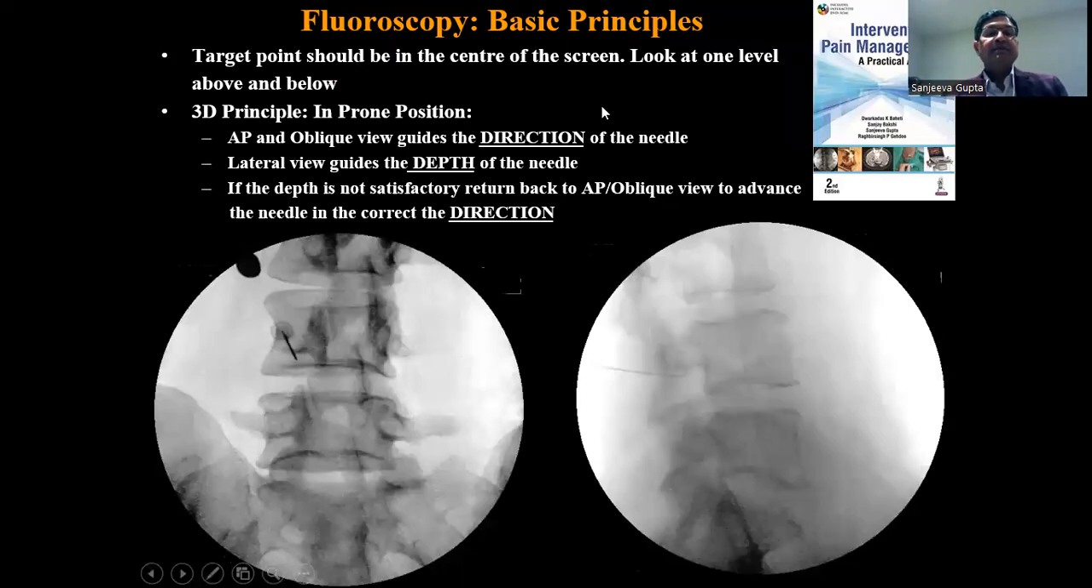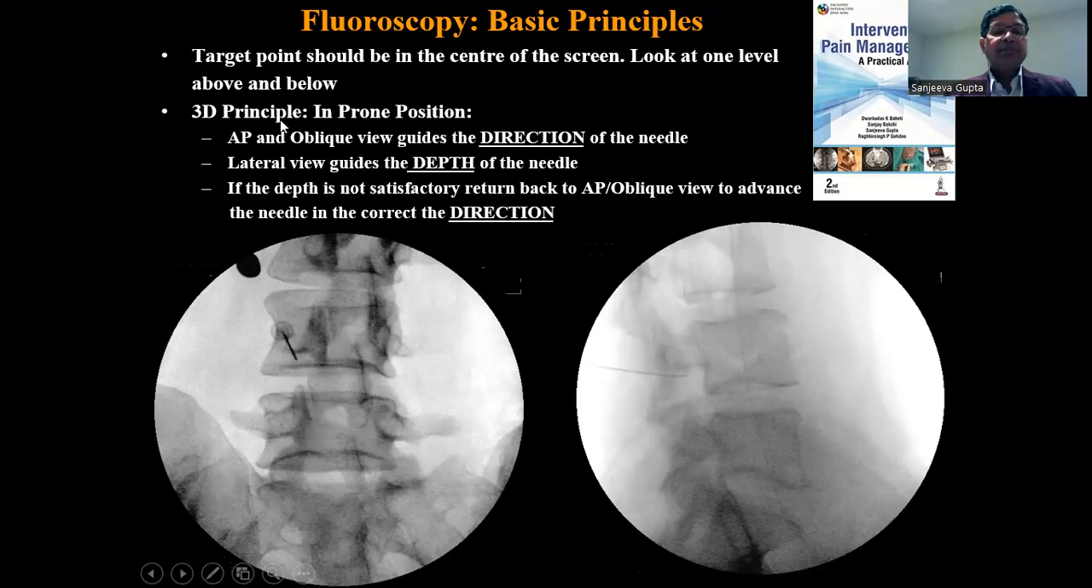Fluoroscopy, again, basic principles. The target point should be in the center of the screen. Look one level above and below. So the target point should be in the center of the screen, and one level above and one level below should be visible. If the target is somewhere here or here, that makes it less safe, in my opinion.